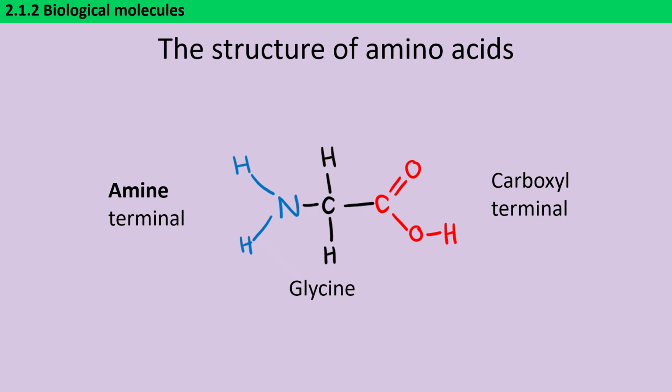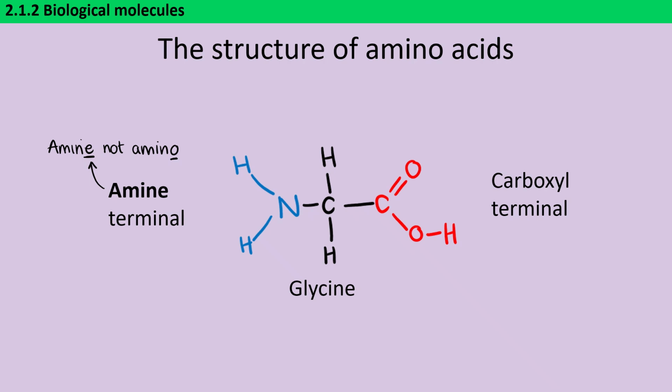All 20 amino acids follow the same basic structure, and here I've drawn glycine, which is the simplest of the amino acids, just so we can look at the general structure. So in the centre of the molecule we have a carbon atom, and carbon, as we know, can form 4 covalent bonds. So one of these covalent bonds is to the carboxyl terminal. So this is basically the functional group of a carboxylic acid. Opposite that we have the amine terminal, and watch out for the fact that this is amine, not amino. So that amine terminal consists of a nitrogen atom covalently bonded to 2 hydrogen atoms.